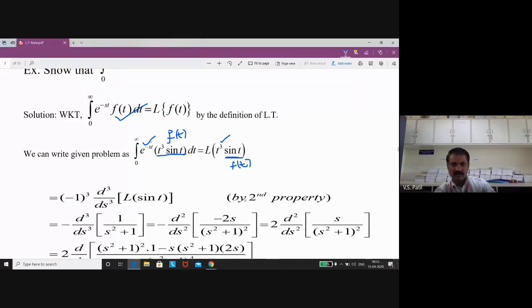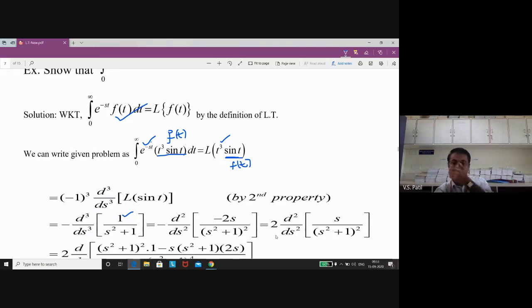What is L of sine t? I have written it here by the second property. Now, what is L of sine t? L of sine t is 1 divided by s square plus 1, which I have written here. Now, minus 1 cube is minus. I will write that as it is, and this is d cube divided by ds cube. This is also as it is.